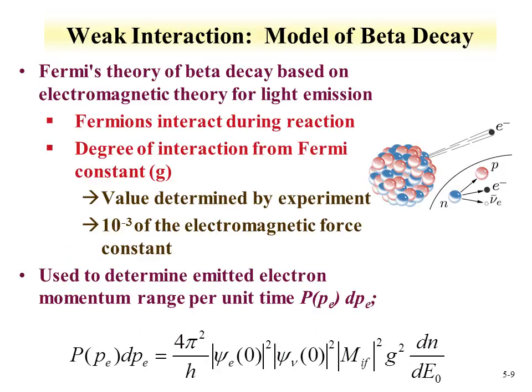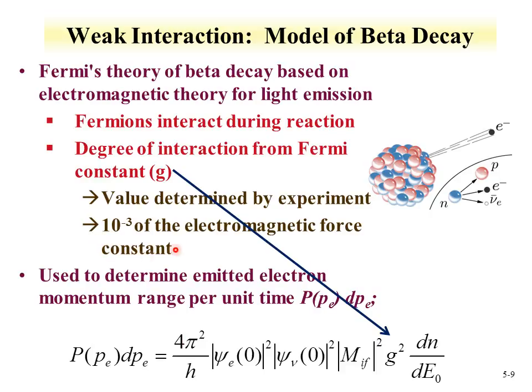Beta decay can be modeled based upon the weak force. This weak interaction is what Fermi used, and he based it upon the electromagnetic theory for light emission. Fundamentally, fermions are interacting during the reaction. An example is shown here, a neutron going to a proton, electron, and antineutrino. This degree of interaction can be evaluated by something called the Fermi constant. This Fermi constant, G, is determined by experiment.